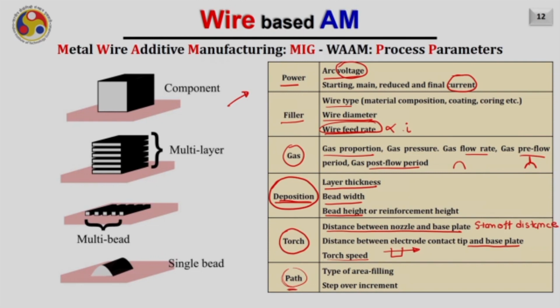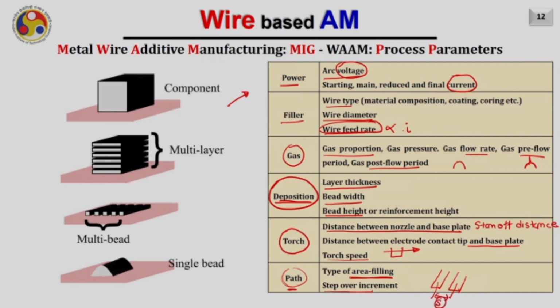Of course, another important parameter affecting the process is the path, in which path you are moving. There are two important parameters here: which type of area filling strategy we are using, which we have already discussed in our CAPP module, and then the step over increment. Step over increment is nothing but the distance between the two consecutive passes, that is this step over. So how much should this value be?